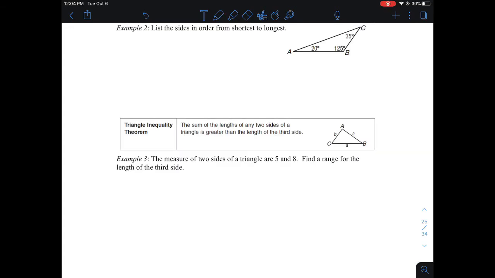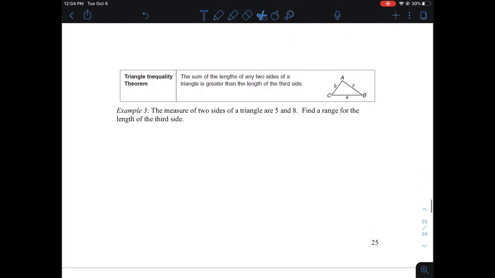For example 3, it says the measures of two sides of a triangle are 5 and 8. Find a range for the length of the third side. Since we don't know the third side, we're going to list all of our sides: 5, 8, and x. Now we have to create 3 inequalities. We add 2 of the sides and make it greater than the third, and then switch the numbers around.